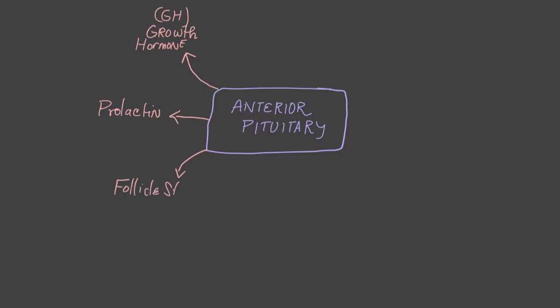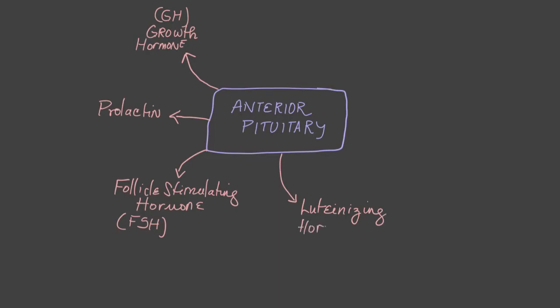The third hormone is follicle stimulating hormone, FSH. Its function is to help females produce eggs and males to produce sperm. So it acts on both ovaries and testes. The next hormone is luteinizing hormone. In females, it brings on ovulation. Luteinizing hormone is called LH.